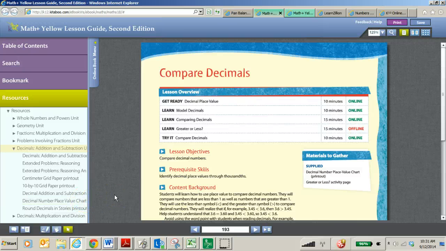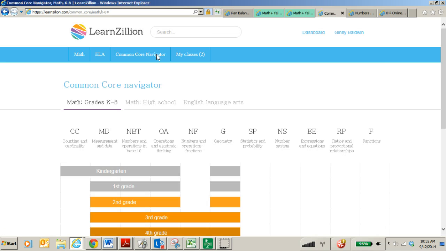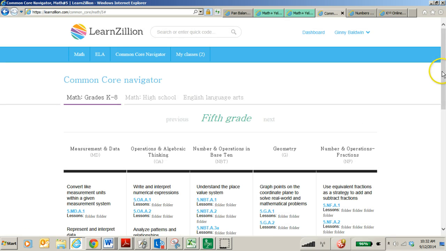And remember, a deck of cards or making number cards is a great learning tool. Do not forget that there's always LearnZillion. If you haven't created a free account, definitely do that. When you create a free account, go to that Common Core Navigator tab. And if your child is struggling with basic addition and subtraction, definitely go back to 4th grade and look at some of those resources. You can then click on 5th grade and learn more about decimals.